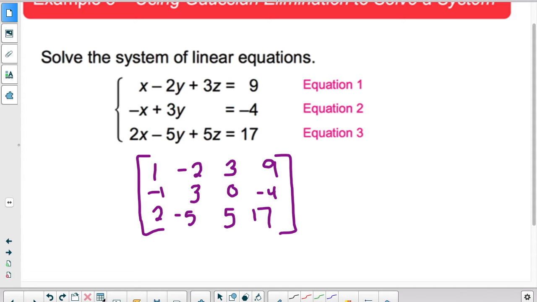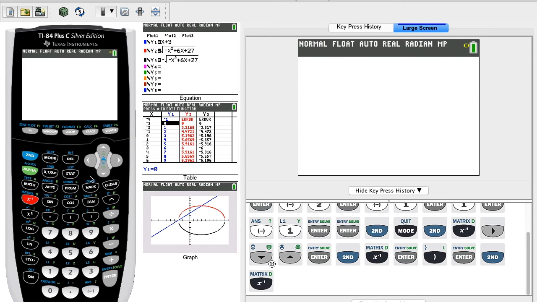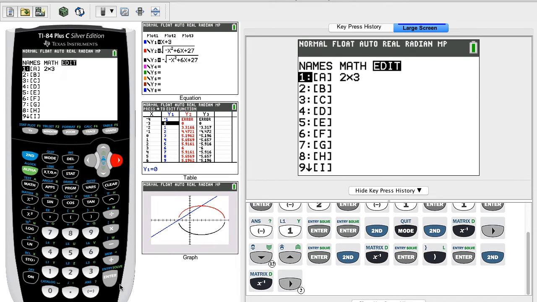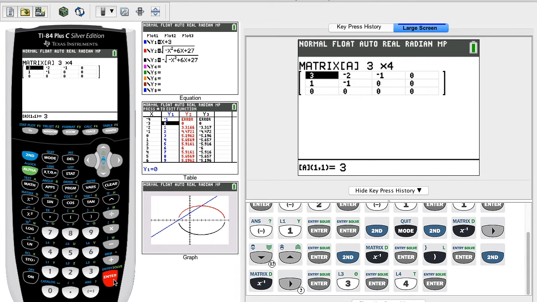So when we pull our calculator up, for this here, I'm going to go second matrix and go over to edit because I want to edit this matrix. Now this one here, we're going to have a 3 by 4. So whenever we deal with a 3-variable system of equations, our matrix C will be a 3 by 4. And we can go on and input our numbers.